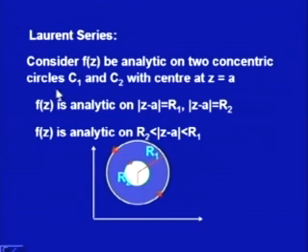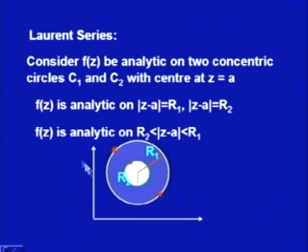Now, let us say we have a function f of z which is analytic in two concentric circles C1 and C2 with center at z is equal to a. The idea here is that this function f z may not be analytic at some points inside the bigger circle of radius r1, then all those points can be enclosed in the smaller circle of radius r2, and then the function will be analytic throughout in this annular region.